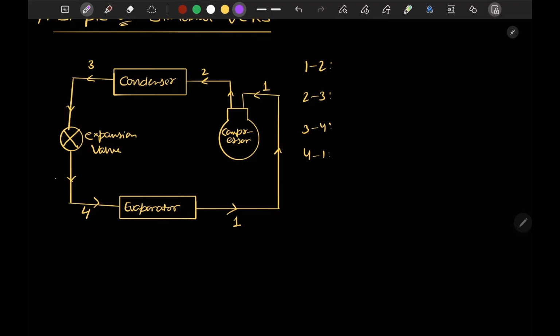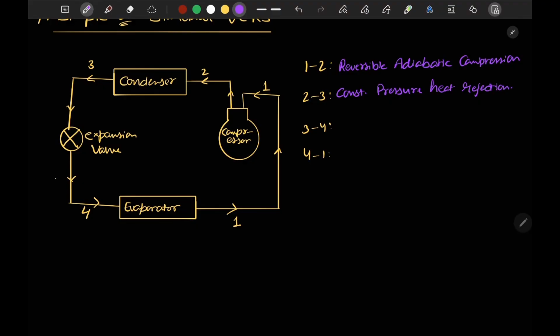Process 1 to 2 is called reversible adiabatic compression. Now process 2 to 3, since the process is in the condenser, is known as constant pressure heat rejection.